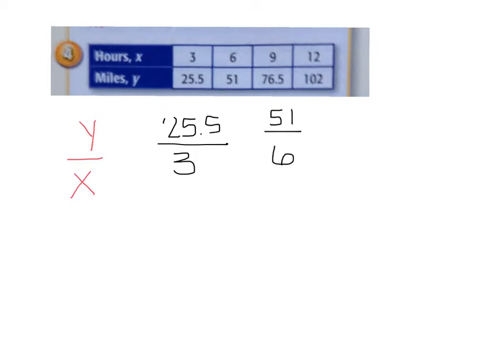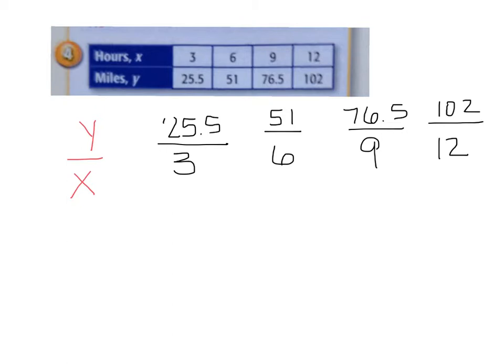Okay, let's take a look at this example. This one is similar to examples 3 and 4 in your textbook. Again, we're looking at direct variation. Y varies directly as x, so y over x. So we're going to rewrite each of these as ratios with y over x. So I would have 25.5 over 3, 51 over 6, 76.5 over 9, and 102 over 12.